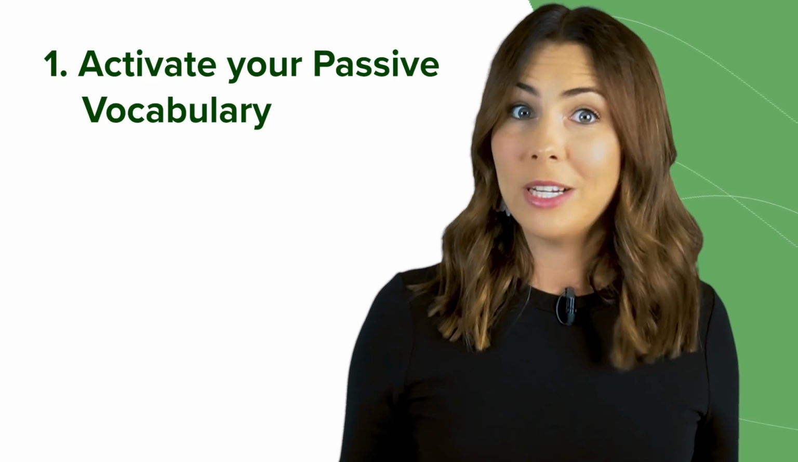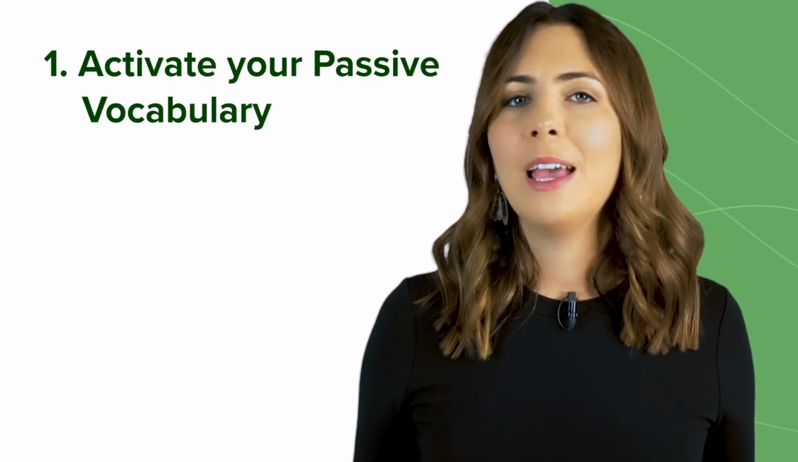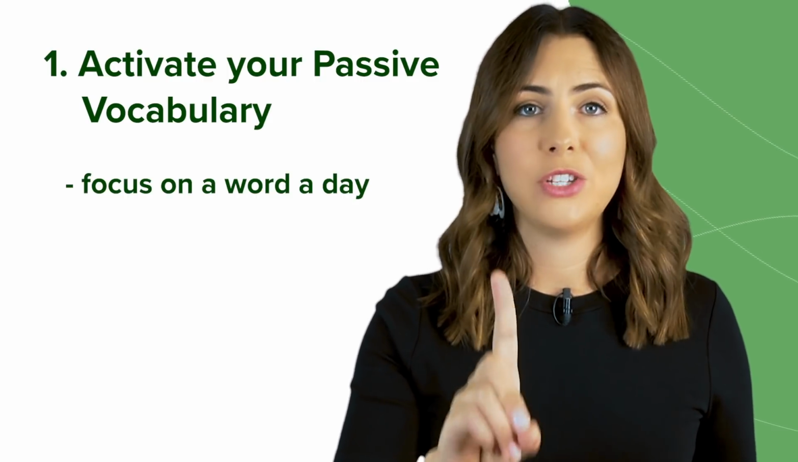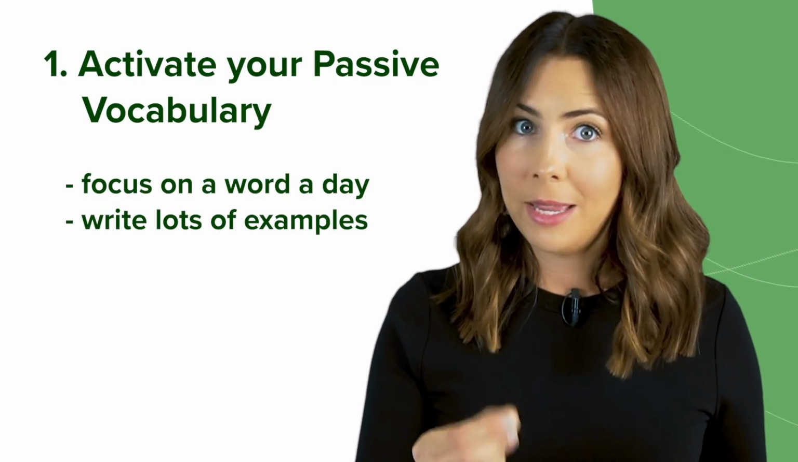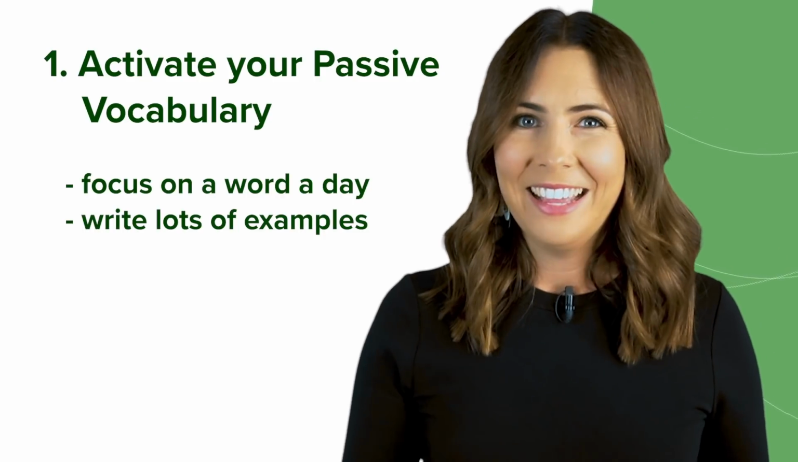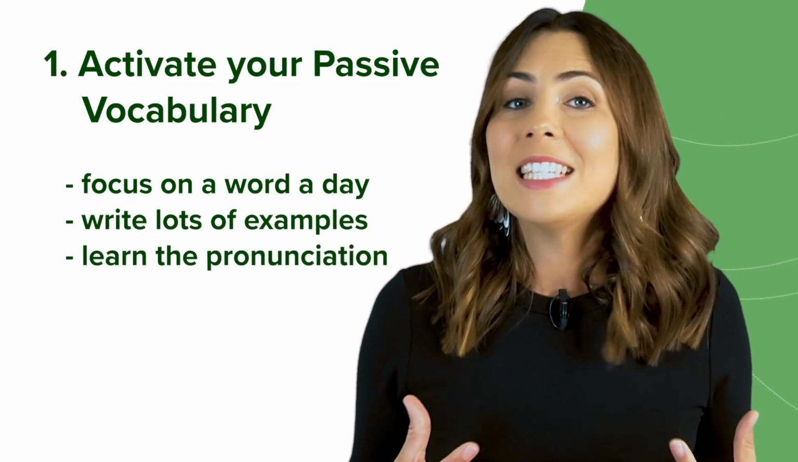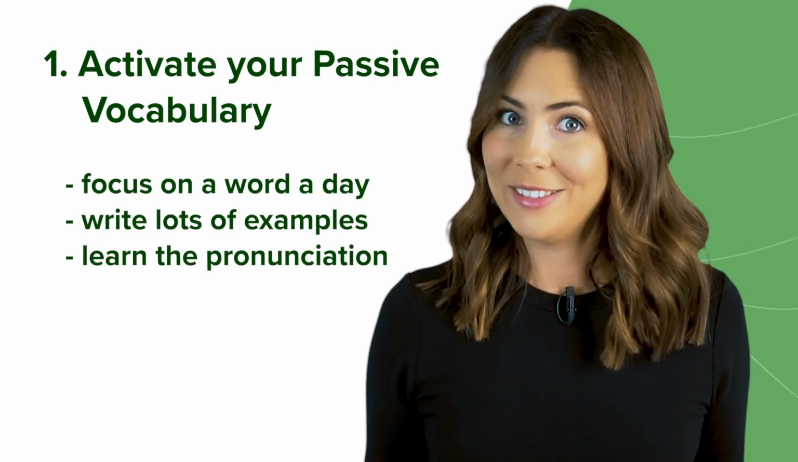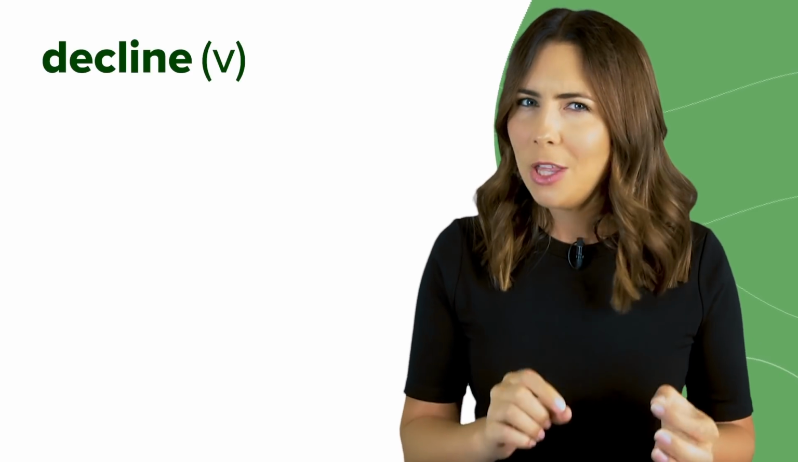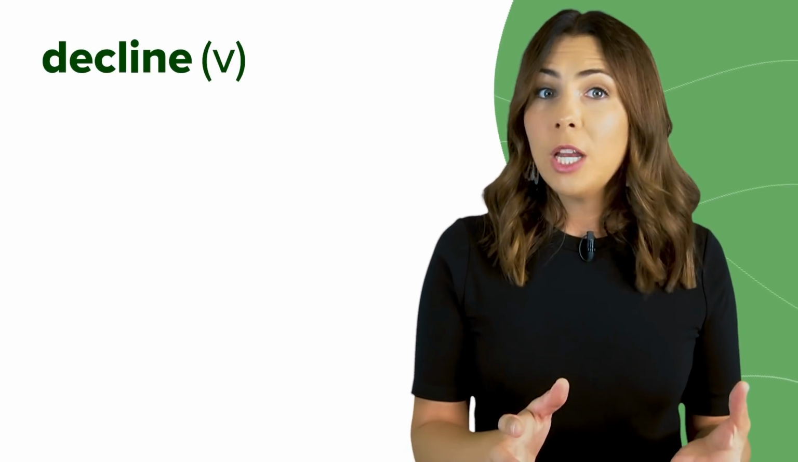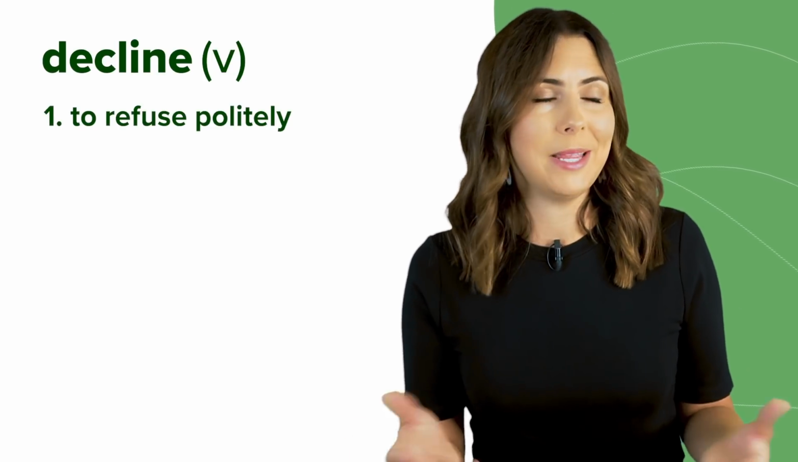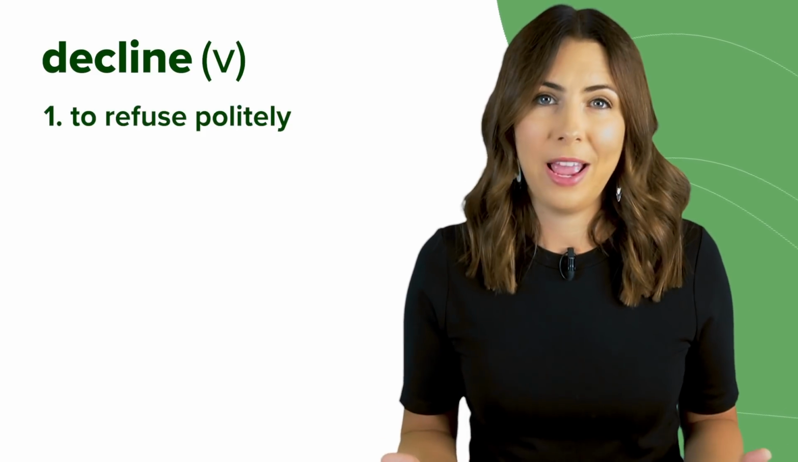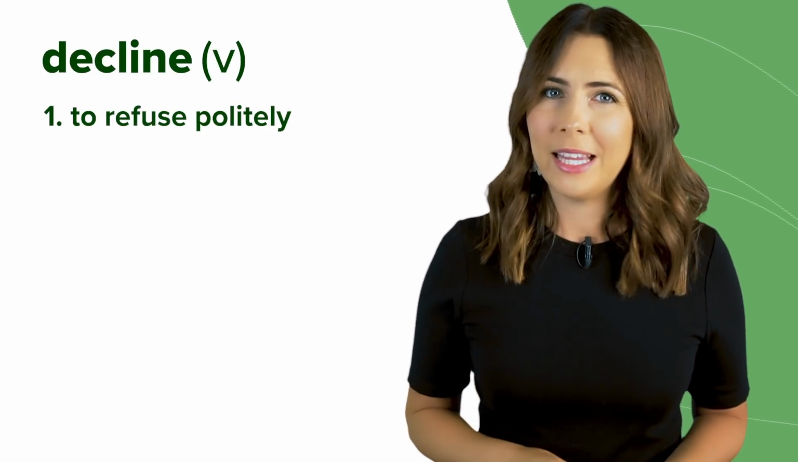The next part is really simple. Once you've got this list, pick just one word each day and focus on that word. Focus on using that word, and that means speaking and writing. Some of the tips that I'm sharing today are going to inspire you how to do this, all right? So let's say you've identified the word decline. It's in your passive vocabulary. You already know that it's a verb and that it means refuse. It means to say no in a polite way. But you don't use it regularly yourself.